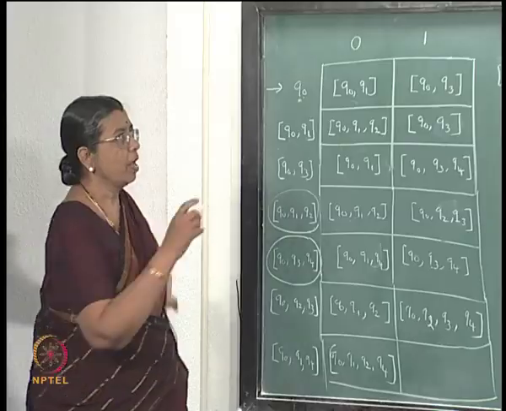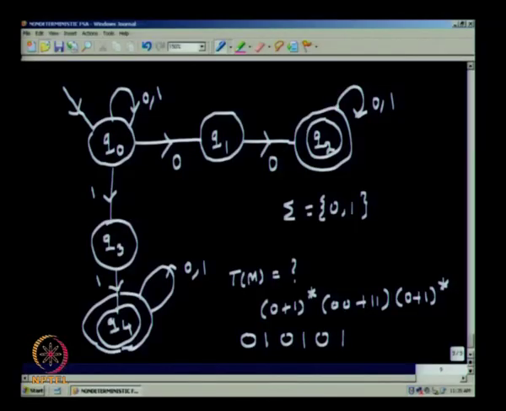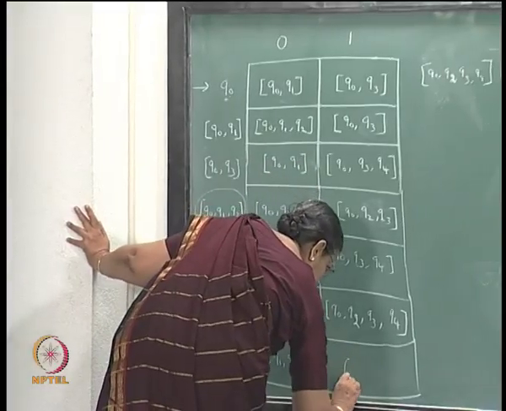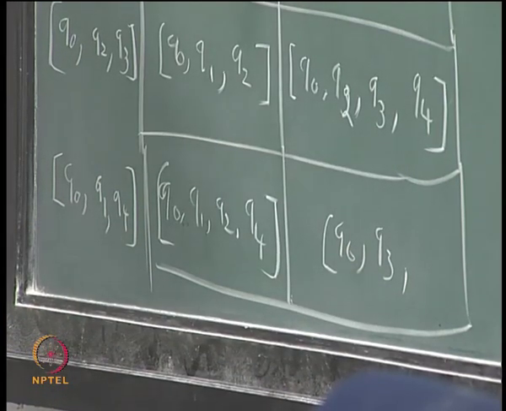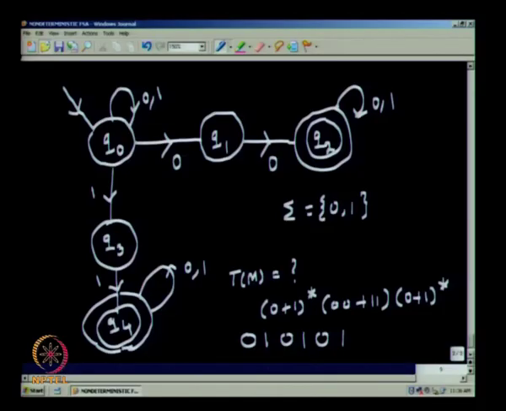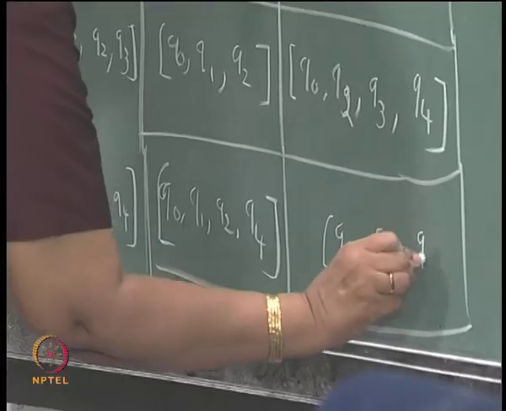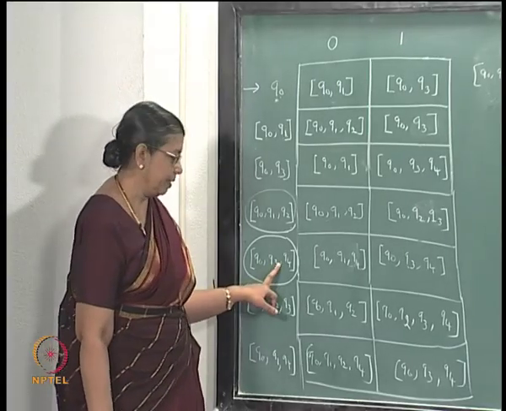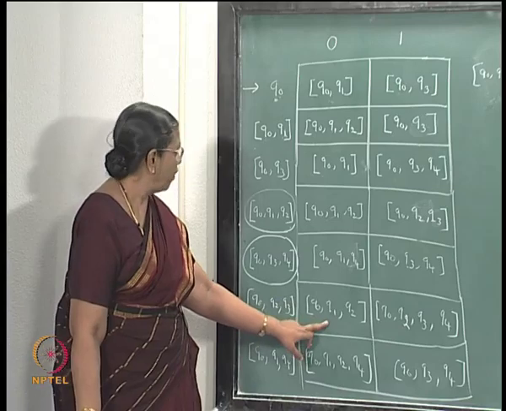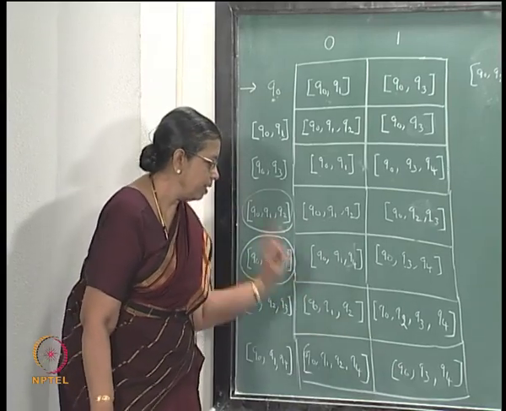Now, from Q0, Q1 and Q4, if you get a 1, what will you go to? From Q0, if you get a 1, you go to Q0 and Q3. From Q1, you cannot get a 1. From Q4, if you get a 1, you go to Q4. So, you have Q0, Q3, Q4, which you have already considered. This also you have considered, this is Q0.